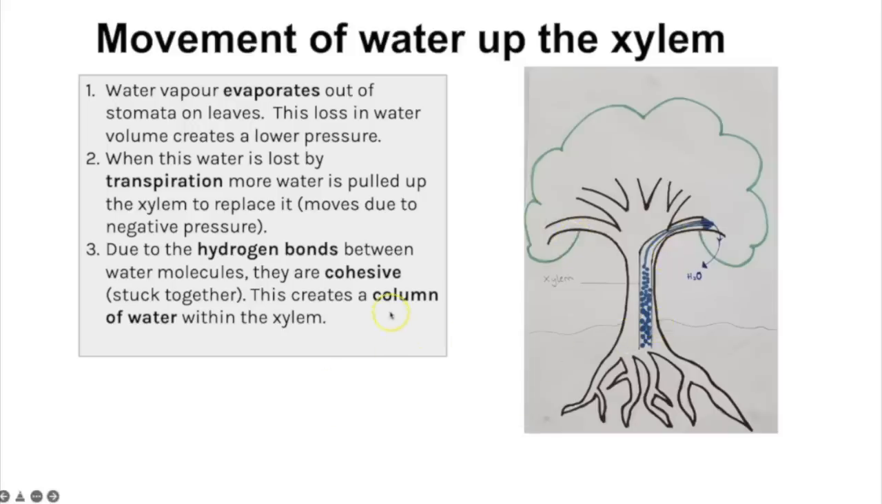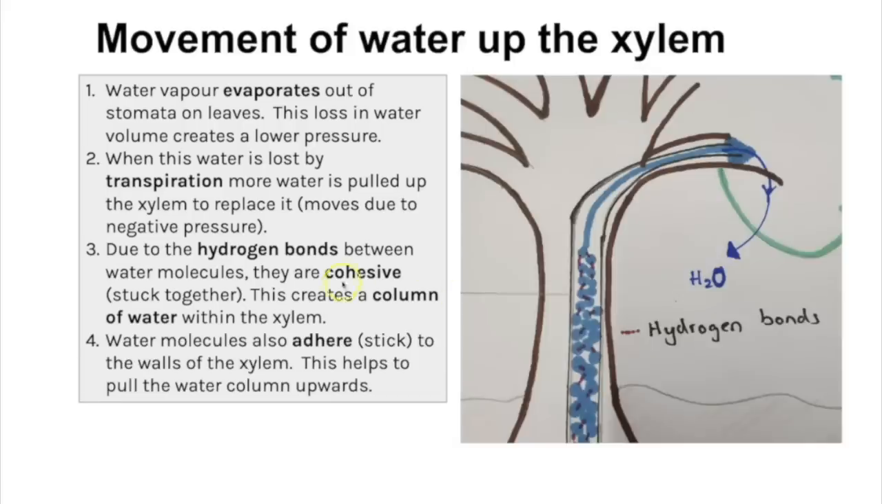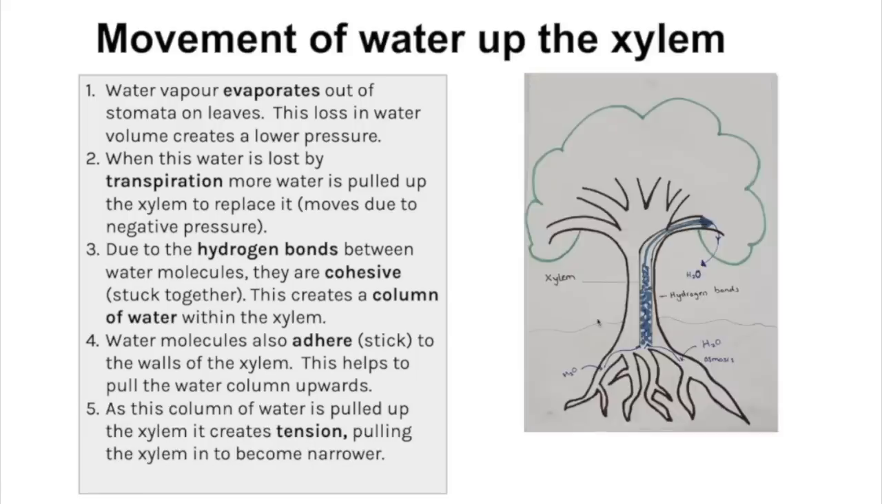And because of cohesion, we have that water column whereby all the water molecules are stuck together. The water molecules are also adhering or sticking to the walls of the xylem to help pull the column upwards. And as the column of water is pulling up, it also creates tension in the xylem, which actually pulls the xylem inwards, making it narrower, which increases that impact of the capillarity or the adhesion, and it helps to move the water up even more.